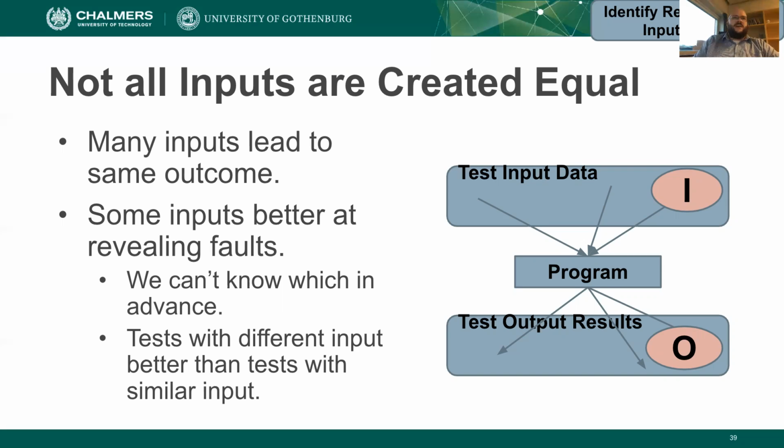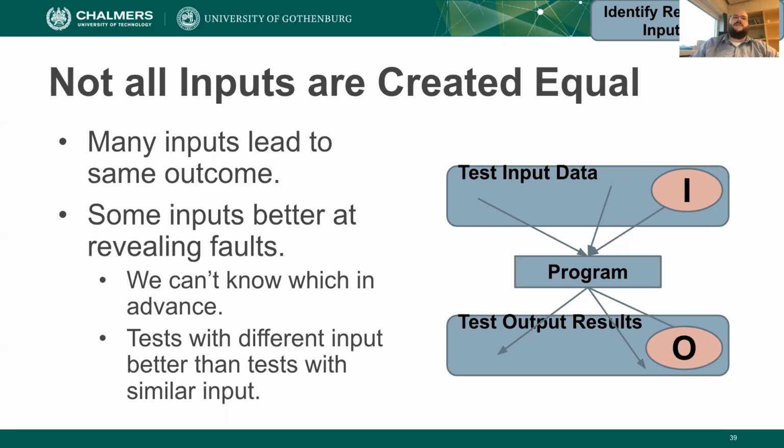Fundamentally, testing is something we do to try and find problems, and some inputs are going to be better than others at revealing those problems. We want those ones. We don't know what those are ahead of time. But as a start, we know that 2 tests with inputs that are very different from each other are more likely to reveal faults than 2 tests with very similar input.